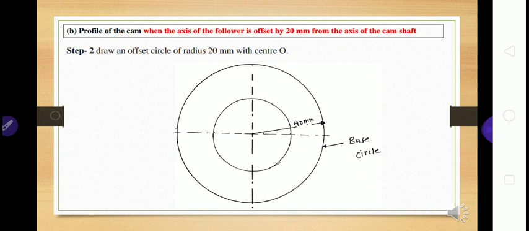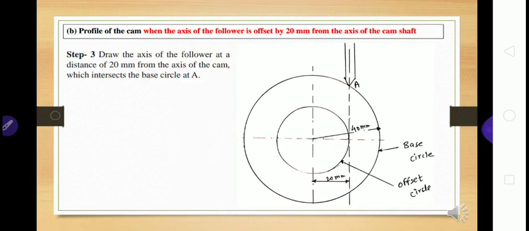Secondly, we will draw an offset circle of radius 20 mm because there is an offset of 20 mm given between the follower axis and the cam axis. Therefore, we have drawn one smaller circle having radius 20 mm. In the third step, we have drawn one vertical line at the end of this offset circle, and on this vertical line we have shown one knife edge follower, and wherever this knife edge follower cuts the base circle, that point we have named point A, and that A point is called the trace point. This is the third step.